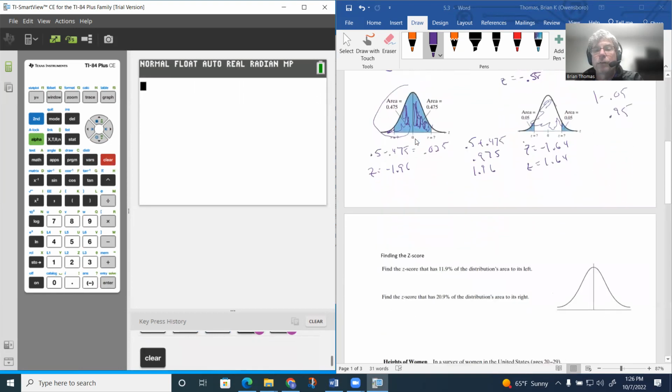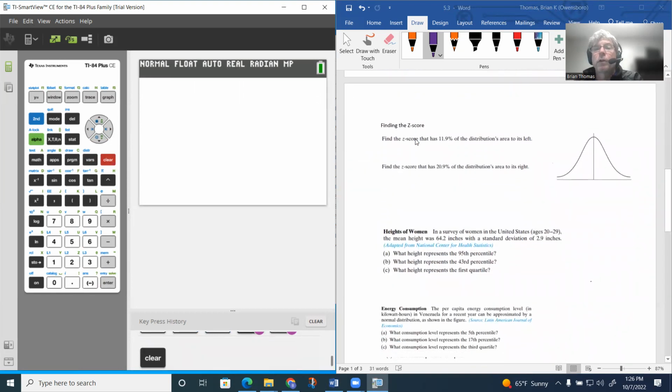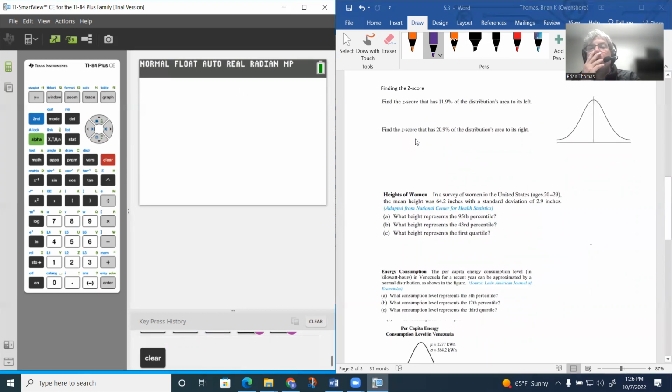All right, so what else we got over here? Find the z-score that is 11.9% of the distribution of the area to its left. So again, this sounds kind of like we just did without the graphic. So 11.9%. Notice that the area under our curve has got to be a decimal. So the 11.9%, we have to move the decimal 2 places to the left to use our functions. So the percent's going to be changed back into a decimal form of 0.119. So again, that's going to be the area of the curve.